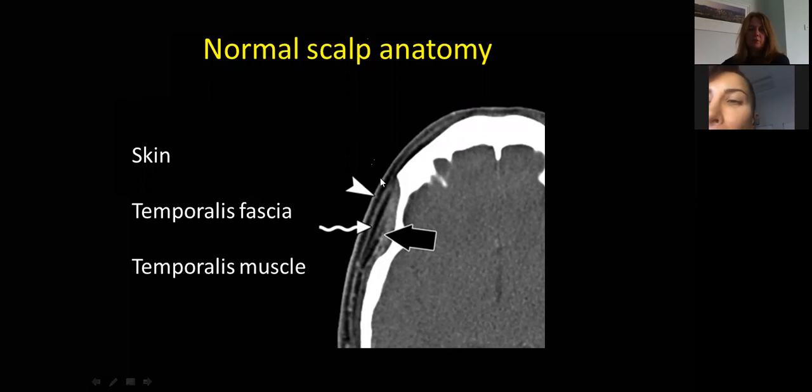You've got this hyperdense line superficially, so this is skin. And then you've got another line here, so there's temporalis fascia, or the sort of aponeurosis. And then you have temporalis muscle. So these are the three things that are dense. And you'll see in the next slide what's in between.